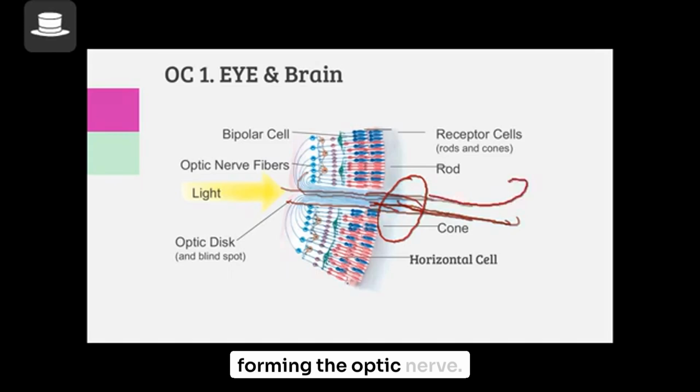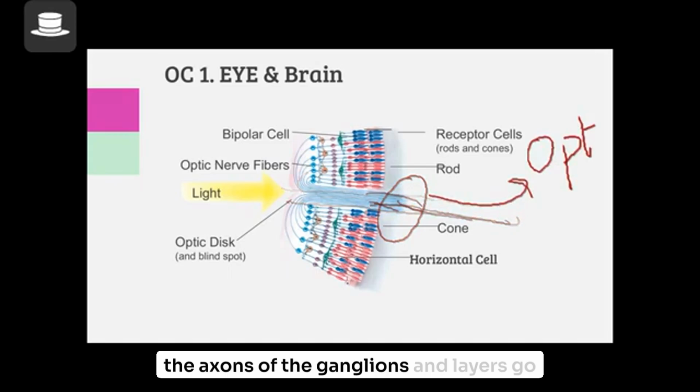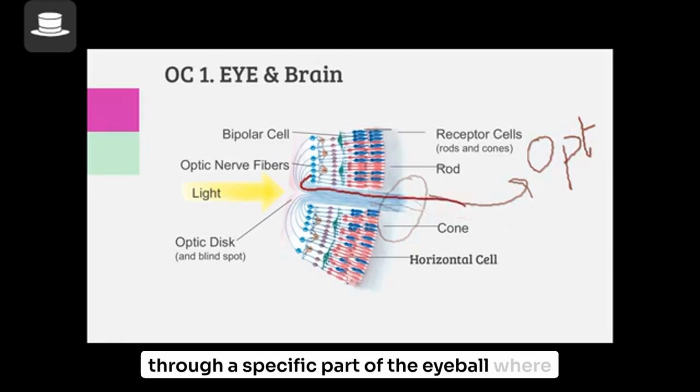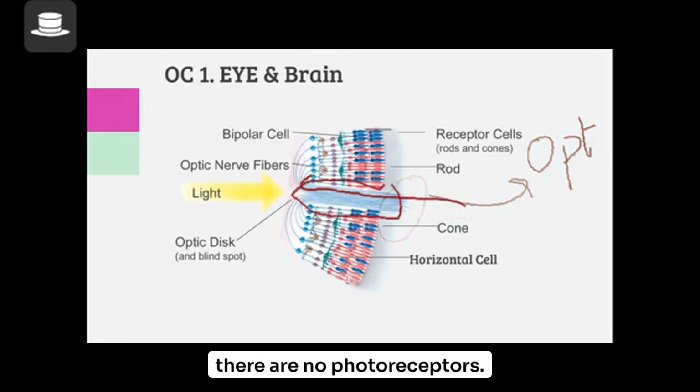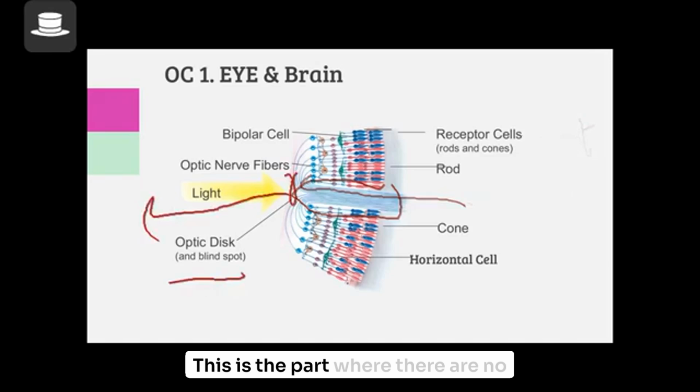The axons of the ganglion cells come out of each eyeball as a bundle of axons forming the optic nerve. The axons of the ganglion cells go through a specific part of the eyeball, where there are no photoreceptors, called the blind spot or optic disc. This is a part where there are no photoreceptors.